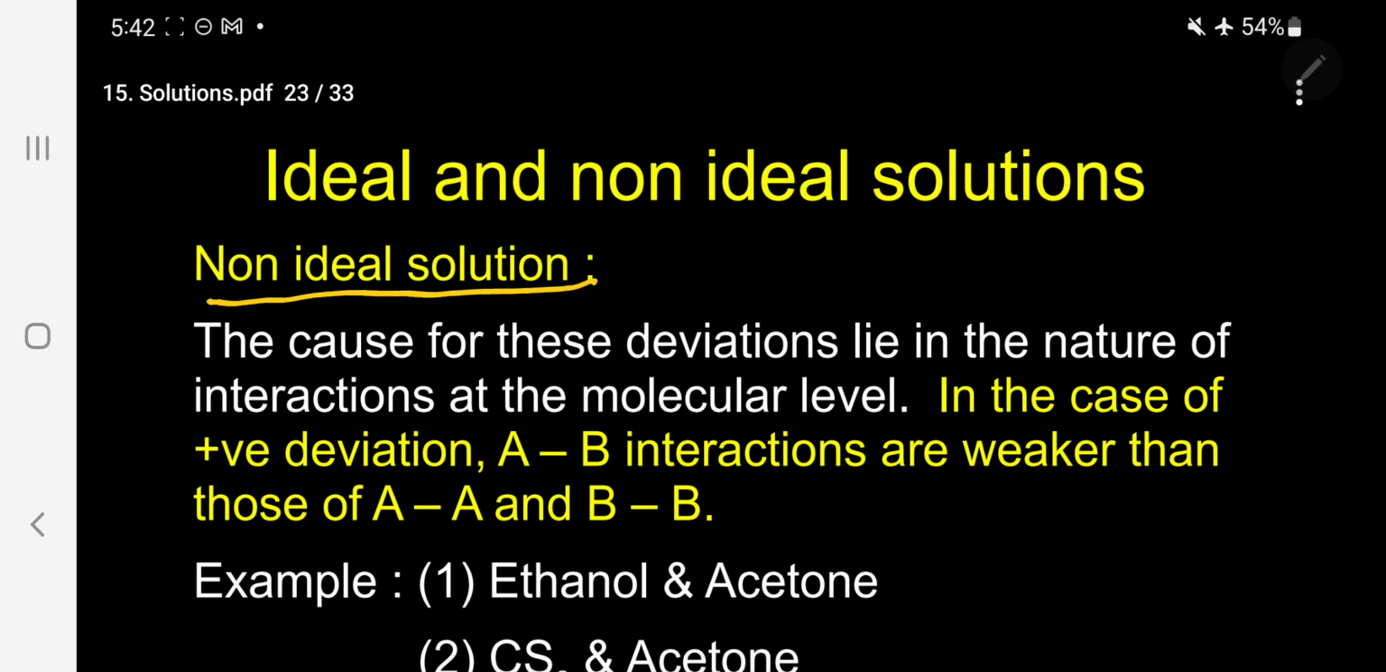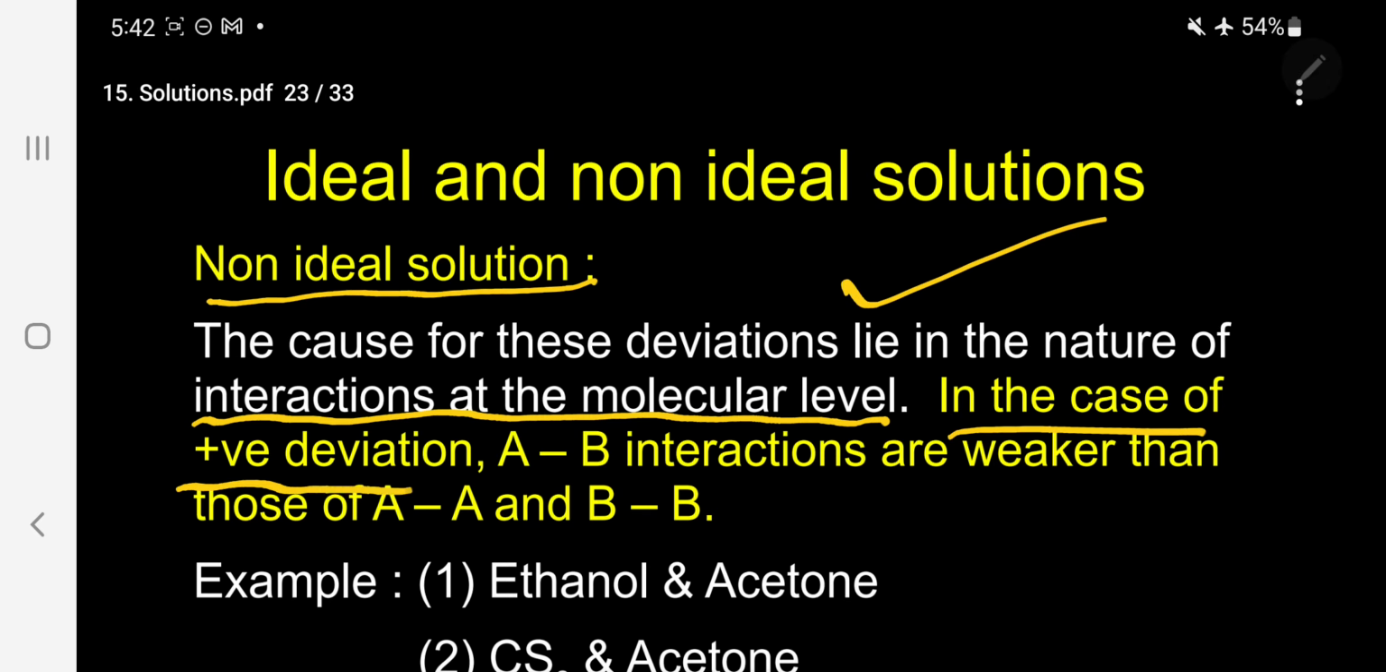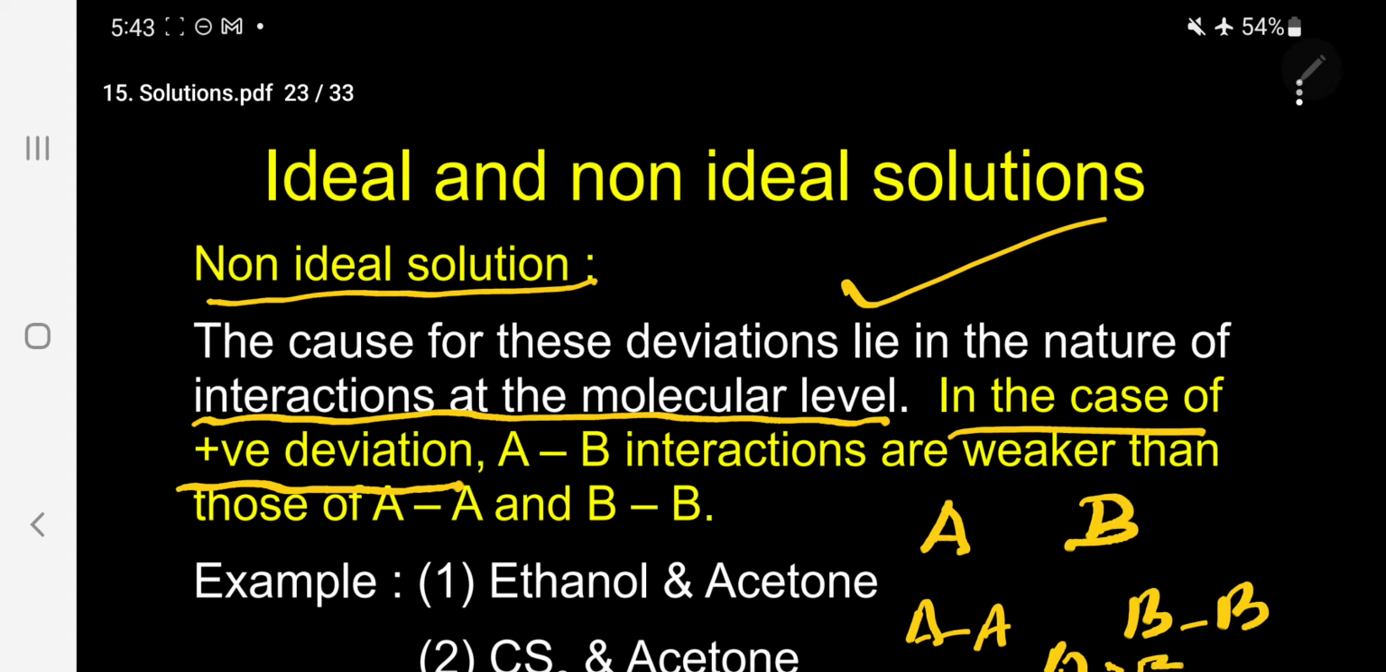The cause for this deviation lies in the nature of interaction at the molecular level. In the case of positive deviation, please follow in what way it is positive. I will take A and I will take B. There are 2 molecules, let me take A molecule, another is B molecule. So what will happen now? There is AA interaction, there is BB interaction, and there is AB interaction. Please follow. There are three types of interaction. So I have interaction between AA, interaction between BB, and interaction between AB.